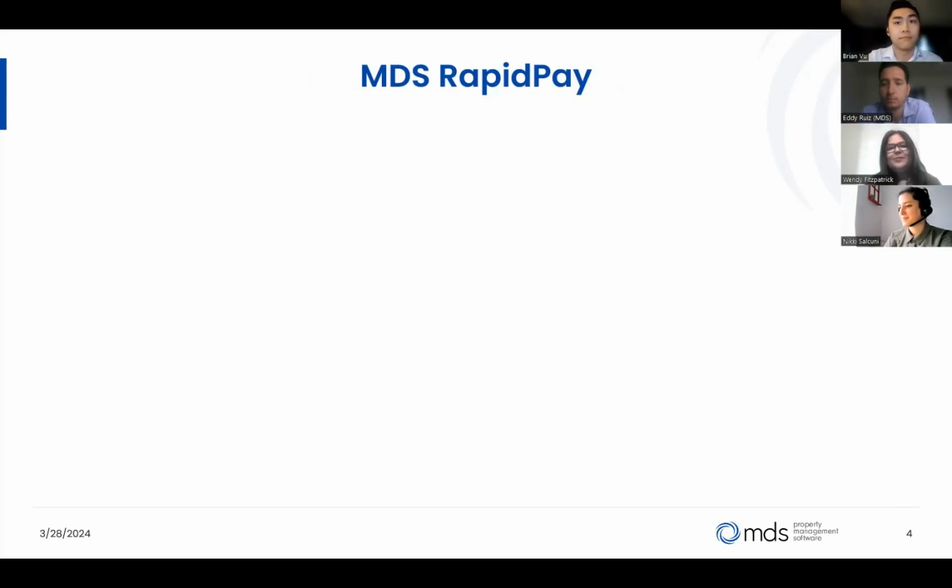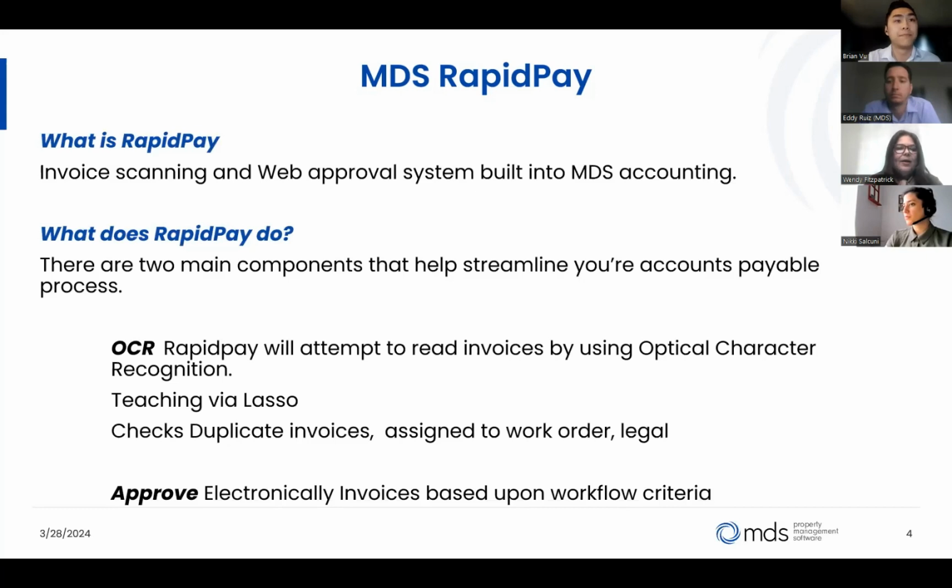Thank you for joining us to review some of the ways that we can assist your company to automate your accounts payable solution. We're going to start with one of our add-on features to the core MDS system, MDS RapidPay. What MDS RapidPay does is allows you to scan invoices into the system and allows you to configure the way invoices get routed. So you'll be able to have web approvals built into your AP system.